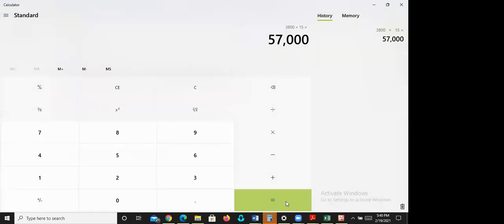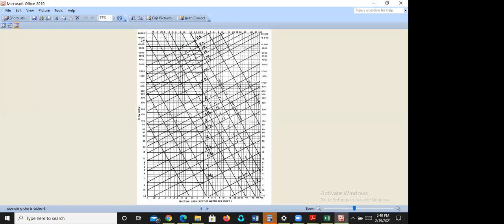57 gallons per minute. That's what it is. So this chart cannot use it. This chart can only accommodate something within 20,000 gallons per minute. Are we together? So I can't use this chart anyway.